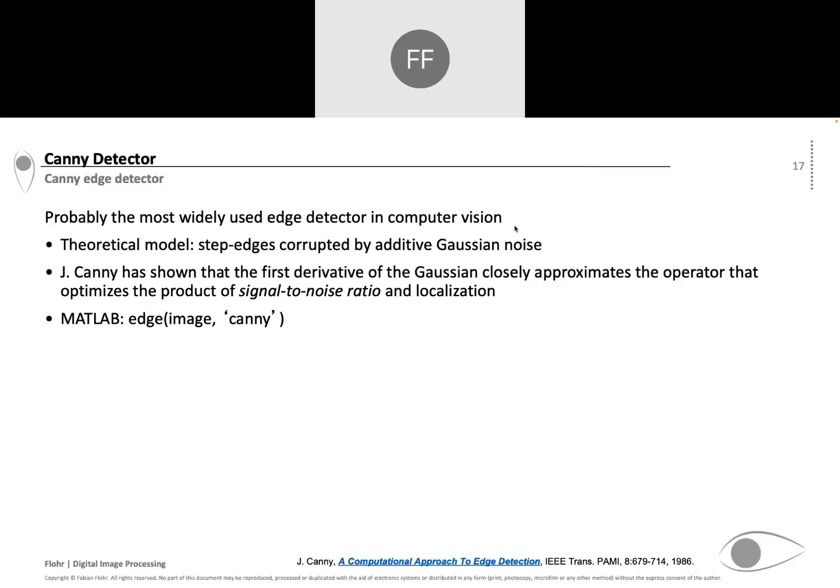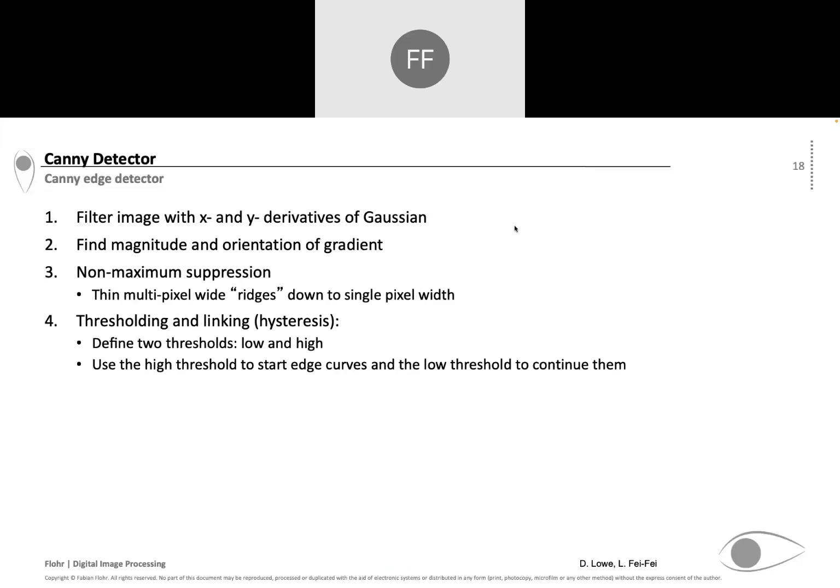The Canny edge detector is implemented in all of your computer vision toolboxes nowadays, and you can easily call it in MATLAB, for example, by taking a gray value image, calling the edge function, and using canny as a keyword, and you get the Canny edge response here. So the Canny edge detector comes with 4 important steps. The first step is you filter your image with the x and y derivatives of the Gaussian, so the Sobel filters in horizontal and vertical directions. Then you find the magnitude and the orientation of the gradient. So what's the magnitude again of an edge?